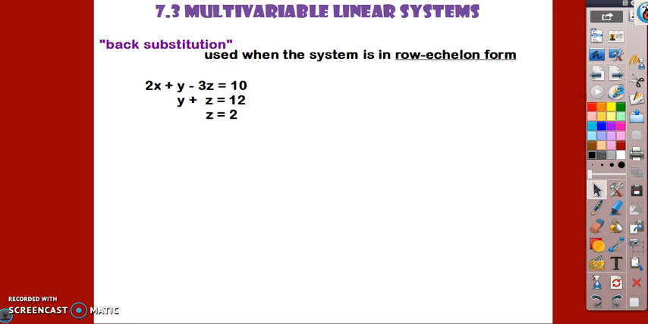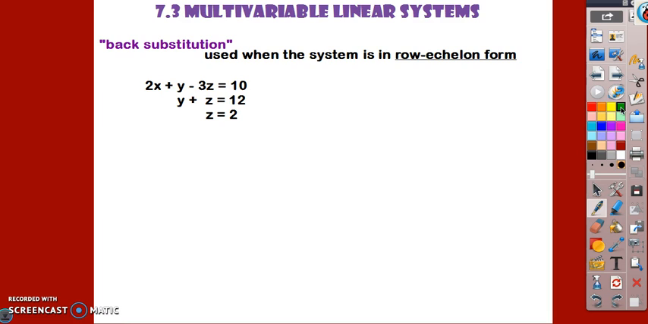Hi everyone. Today we're learning how to solve systems with three variables, and therefore there would be three equations. And the first system is set up so nicely because it's set up to use back substitution. Have you ever heard of back substitution? Maybe we've just never called it that, but I bet.